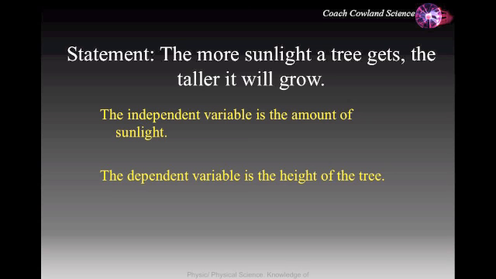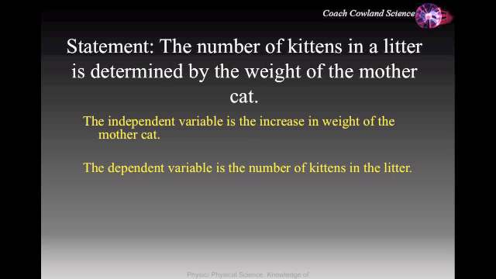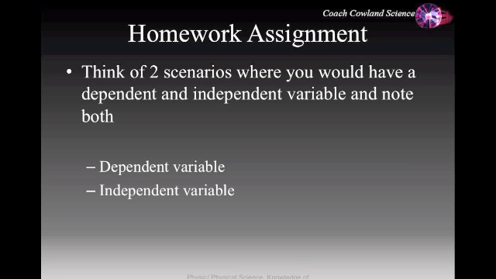Last one. The number of kittens in a litter is determined by the increase in weight of the mother cat. Ready? The independent variable is the increase in weight of the mother cat, and the dependent variable is the number of kittens in the litter.